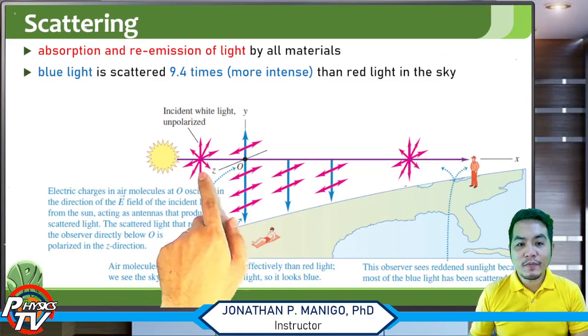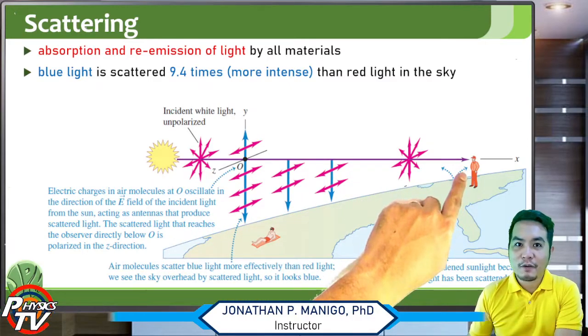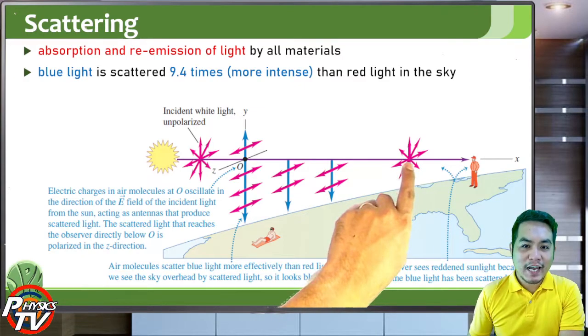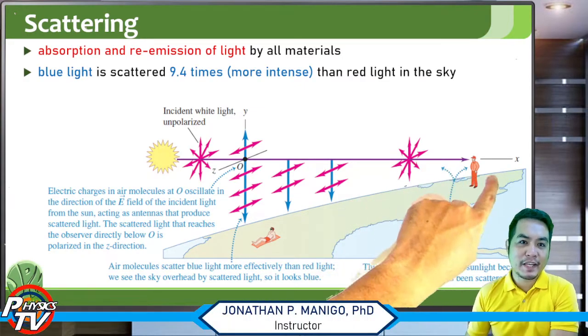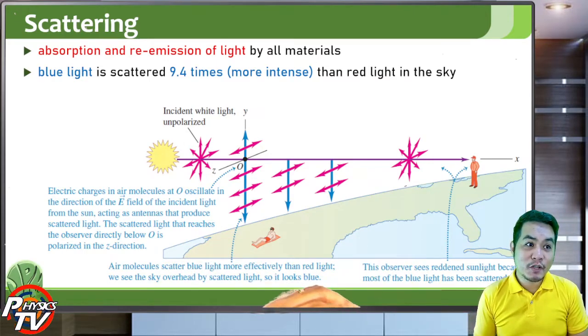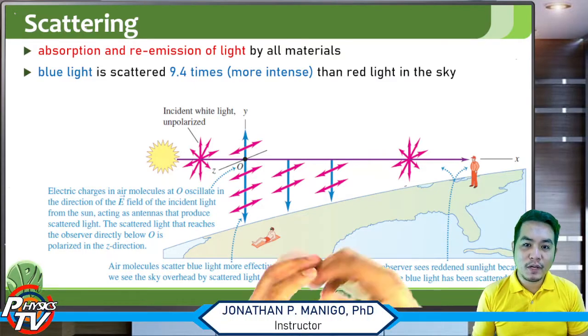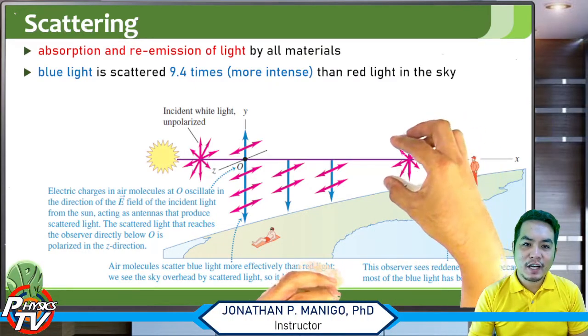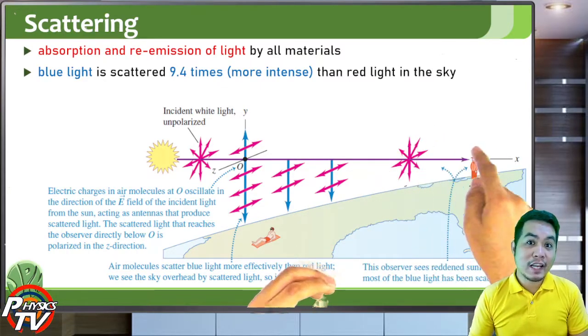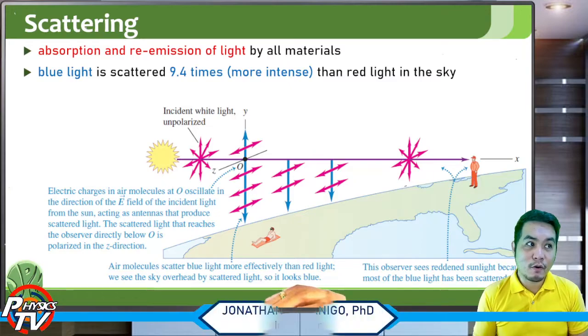Now, during sunset, around 5 or 6 p.m., most of the blue light is scattered and only the red light remains. That's the reason why you see the sky as reddish or something like orange. So because blue light is now more scattered, only the red light remains. Red, orange, yellowish light remains.